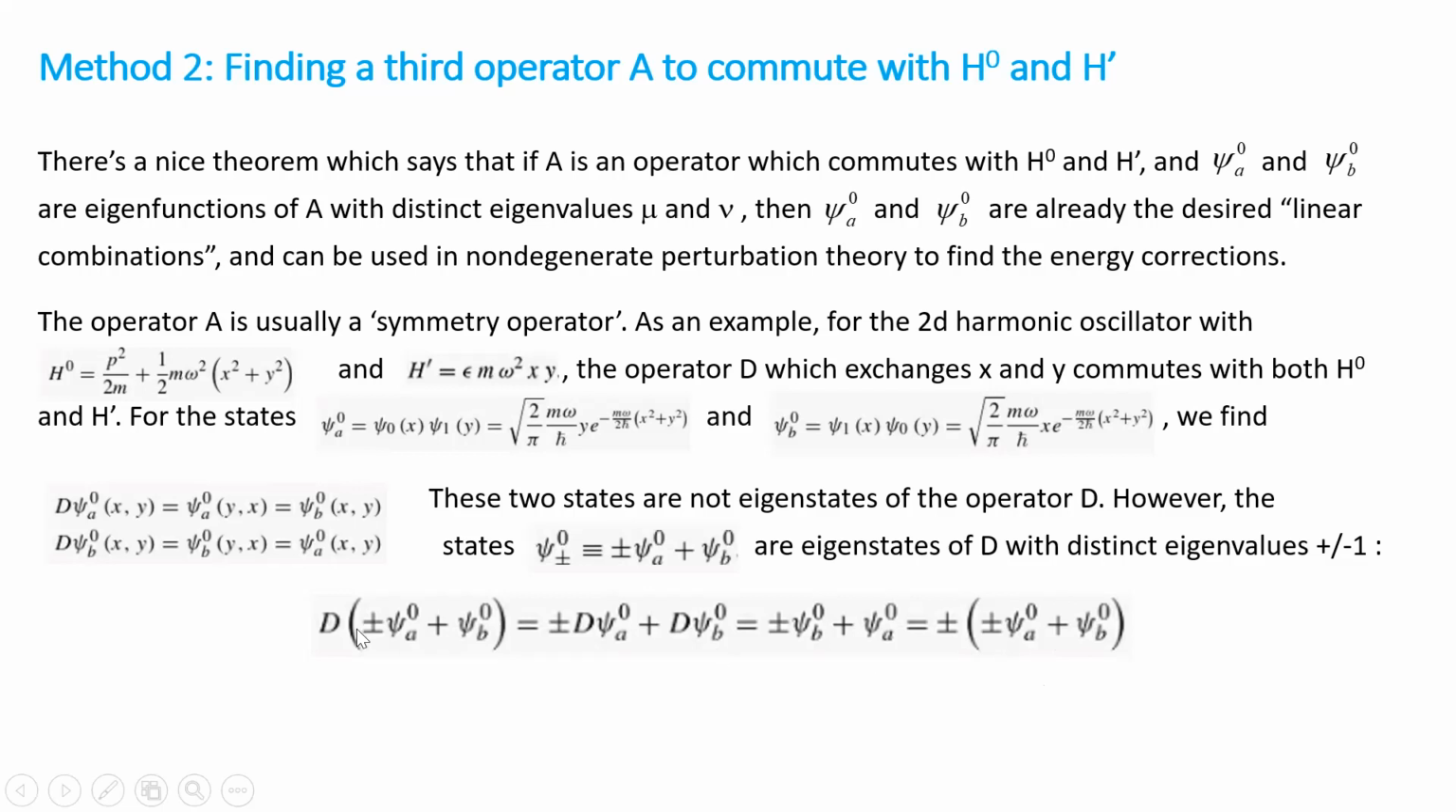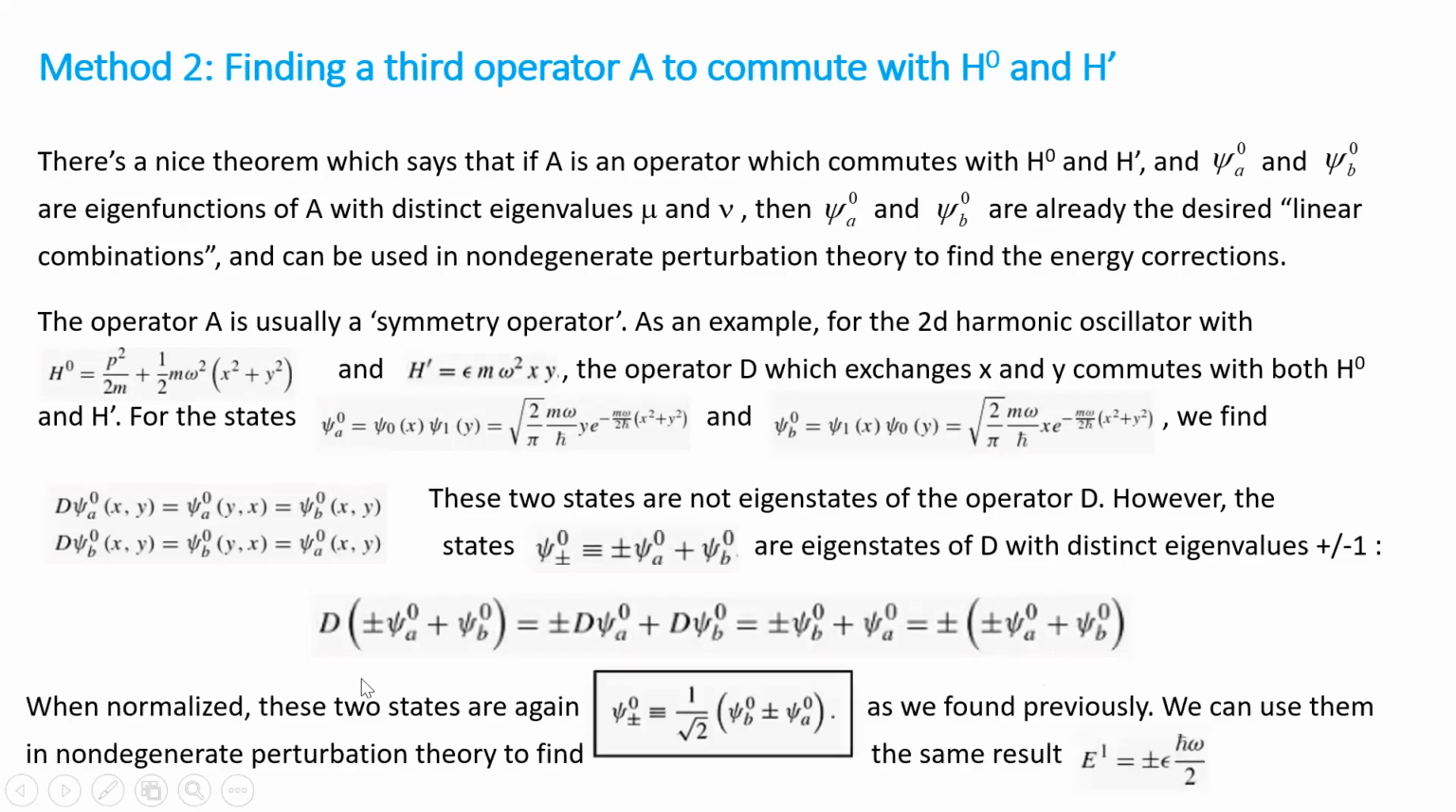So these are the eigenstates of D with distinct eigenvalues plus or minus 1. When we normalize these two states, these are again the two states we found before. The normalization factor is 1 over square root of 2. And we just write it as we've found them before, with psi B0 to the left and plus or minus psi A0 to the right. So those are the same states as we found previously. And with those states, notice we haven't had to do any integrals here. We just had to find eigenstates of a symmetry operator.